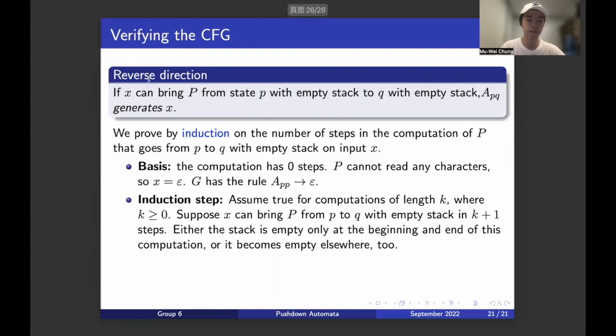And for the reverse direction, if X can bring the pushdown automaton from state P to state Q, then the variable A_PQ must generate the string X. This is also proved by induction, but on the number of steps in the computation of P that goes from state P to Q on the input X. And here's a detail of the proof. And now we complete the proof of the reverse direction of the lemma.